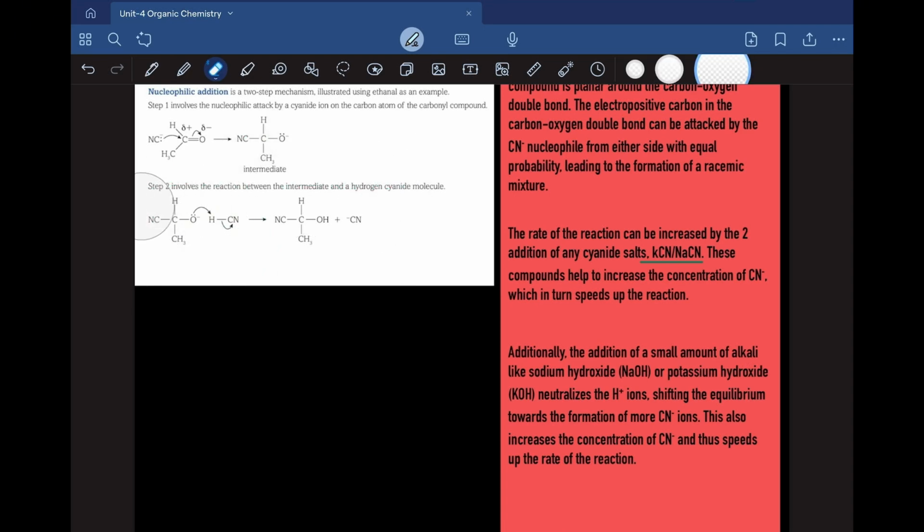Okay. Now moving on here, if I add a small amount of alkali or sodium hydroxide, let's say I've added some sodium hydroxide right here. The OH minus of this sodium hydroxide will neutralize this H+, right? Will neutralize this H+.